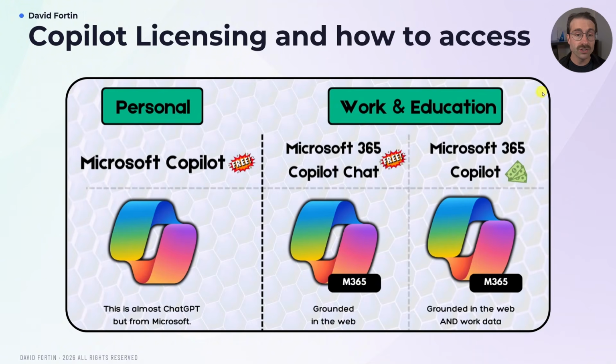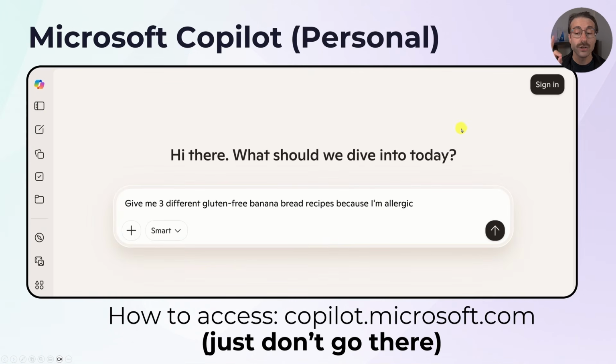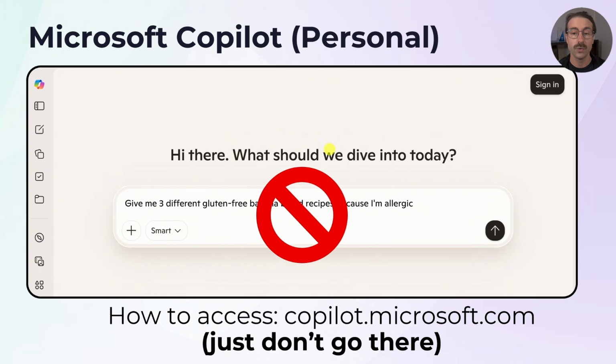So let's first start with the personal version of Microsoft Copilot. You have to be extremely careful because if you are in copilot.microsoft.com, you are not at the right place. You should not see this brownish interface right here because it is a not secure version of Copilot. And if you thought this course was about the personal version of Copilot, just ask me for a refund. You are not at the right place. So this is basically a ChatGPT, but from Microsoft. So this is not what we are going to tackle in this course.